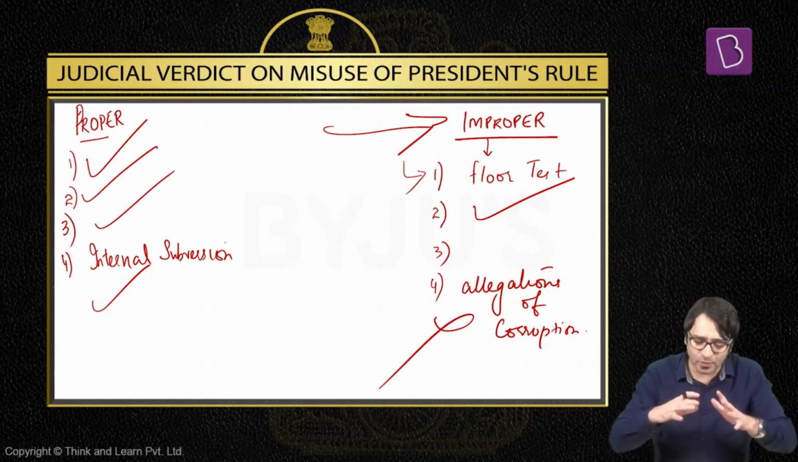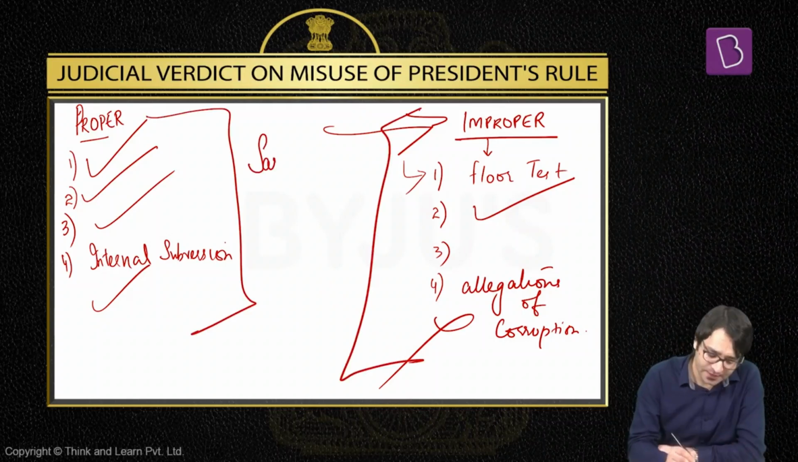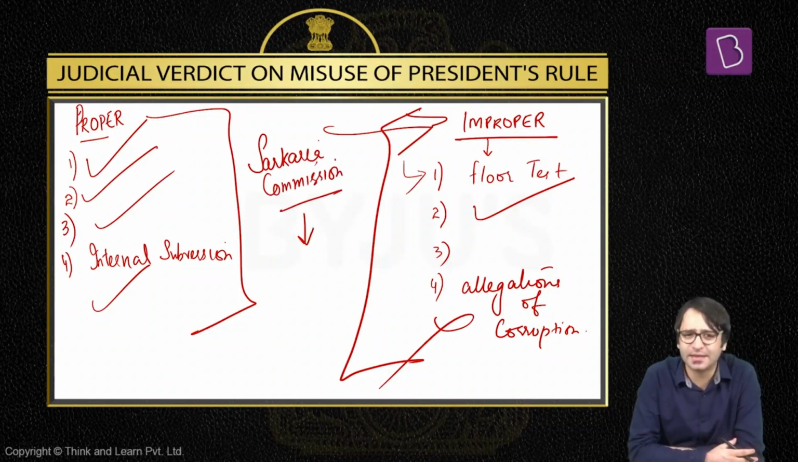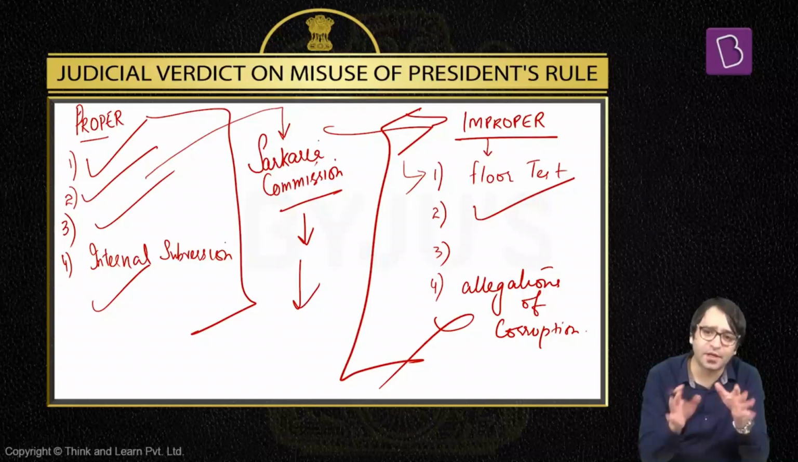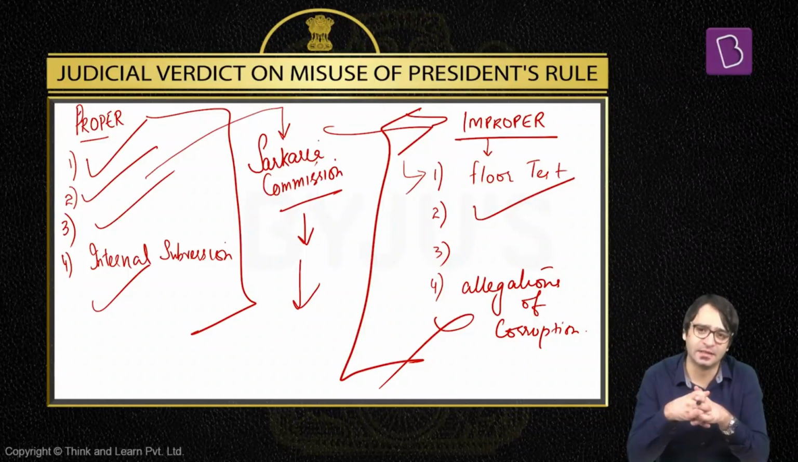By issuing this list of proper and improper usage of President's rule, the Supreme Court relied on the Sarkaria Commission report. The Sarkaria Commission was set up on center-state relations. It submitted its report in 1987, but these recommendations still have not been accepted in their entirety. The Supreme Court relied on the Sarkaria Commission report about the proper and improper usage of President's rule. The Supreme Court further said that there is a delicate balance in our federal setup, and this balance should not be violated. Otherwise, our federal constitution will turn itself into a unitary constitution.